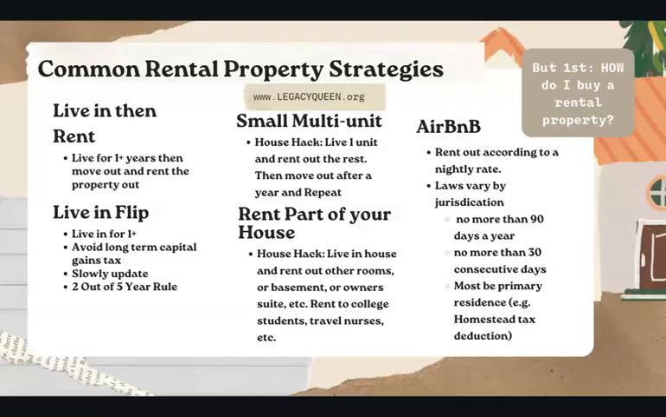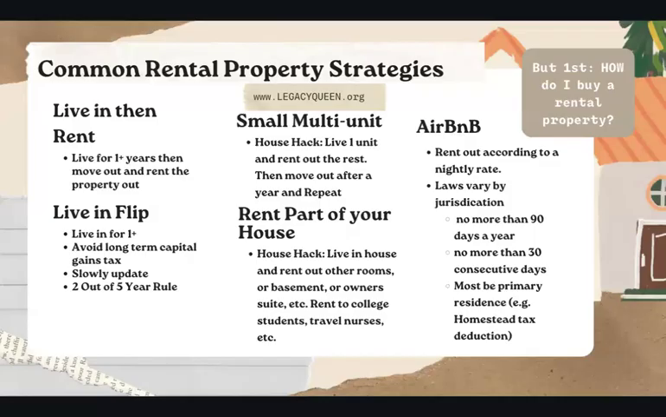And then short-term investing, that's a really popular strategy right now. Short-term investing is when you're using platforms like Airbnb or Peerspace or even VRBO, and you're renting your property out at a nightly rate, right? So instead of someone paying for a month, they're paying by the night.